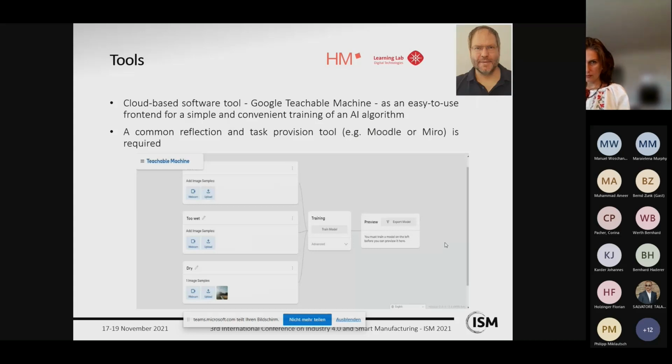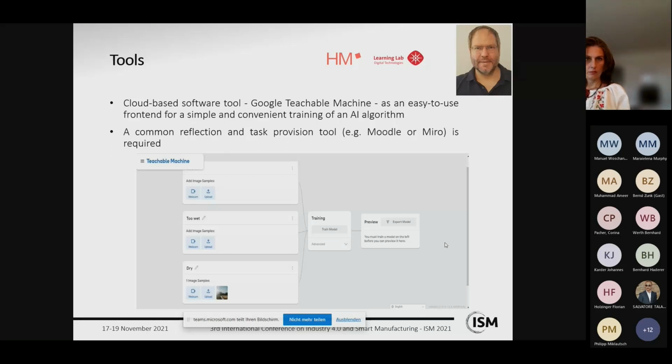This is just an example of how this all looks. We have this Teachable Machine. We have different images, for instance, images where moors are too dry or too wet. We will have this training set. You have a training model, and you can also export this model afterwards and try to figure out whether it works with unseen data as well. It's very easy to use. You don't really need a lot of coding or anything.